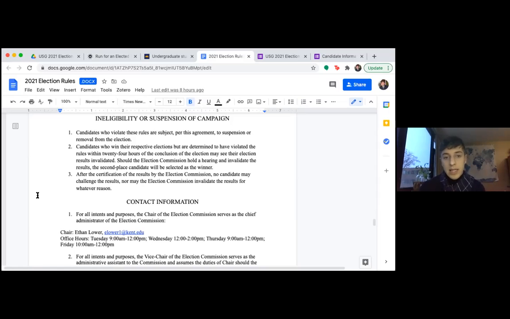Candidates who win their respective elections but are determined to have violated the rules within 24 hours of the conclusion of the election may see their election results invalidated. In this case, the second place person will win. After the certification of the results by the Election Commission, no candidate may challenge the results. So once that appeal time I talked about has ended, there can be no more challenges.